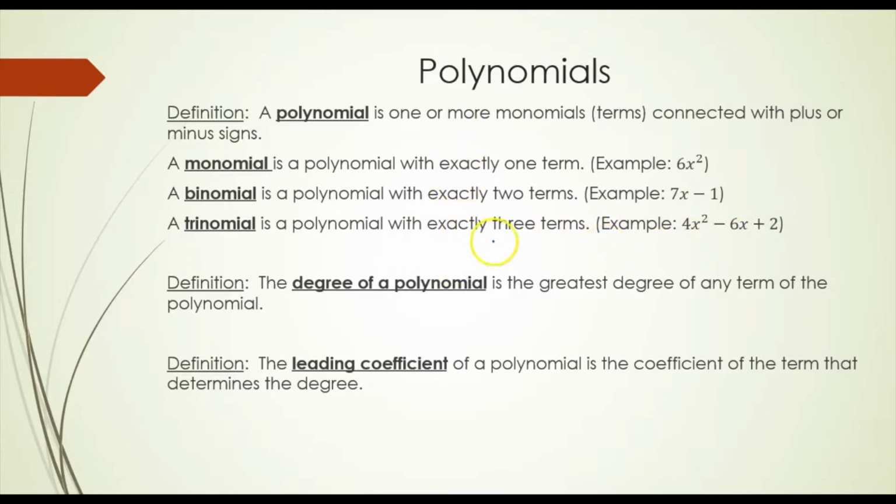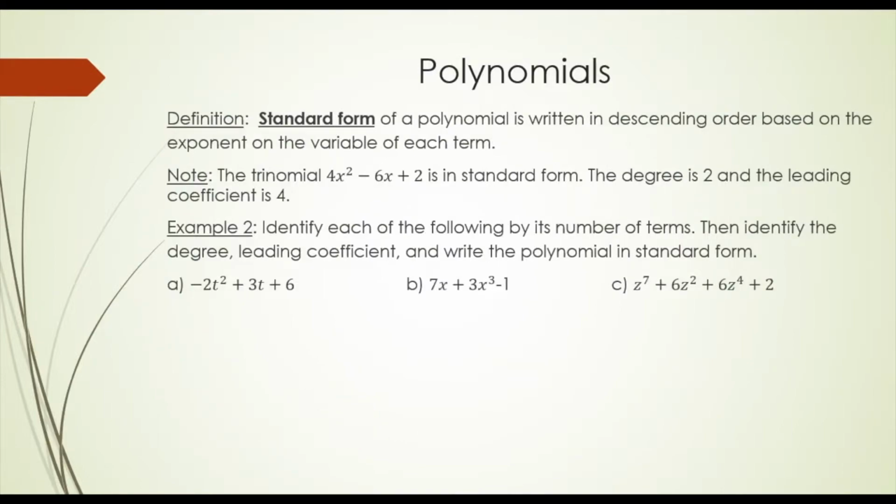The degree of a polynomial is the greatest degree of any term of the polynomial. The leading coefficient? Well, it's the coefficient of the term that determines the degree. So we're going to place a lot of emphasis on that term with the highest power. When we say to write a polynomial in standard form, it means to write it in descending order based on the power on the variable of each term. So like 4x squared minus 6x plus 2, it's in standard form. It's in descending order based on the power on the variable, and the degree is 2, the leading coefficient is 4.